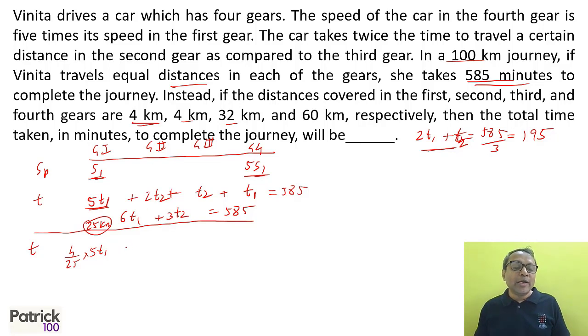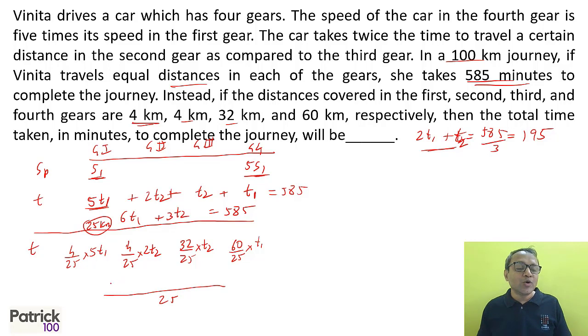Same for gear 2, it will take 4 upon 25 into 2T2. For gear 3, it will be 32 kilometers, 32 upon 25 into T2. And for the last one, it becomes 60 upon 25 into T1. All denominators are 25, so I can keep it as 25. If I keep 25 as the denominator, you get 20T1 plus 8T2 plus 32T2 plus 60T1.